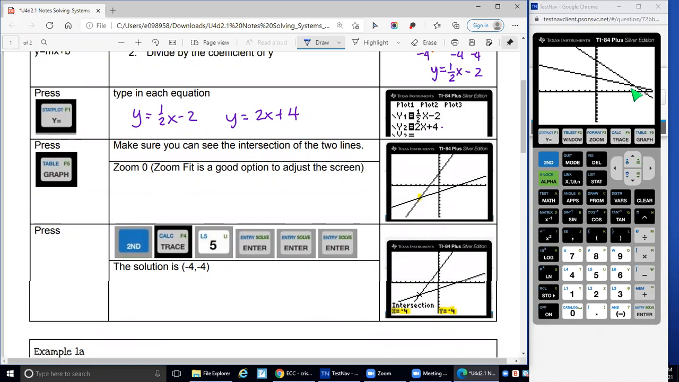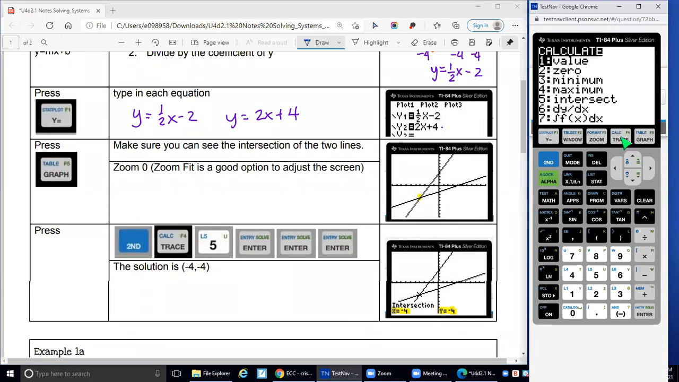Yes. And then I'm going to go down here and press all these buttons, right? So that's second, trace, 5 for intersection, because that's what I want. And then I'm going to hit enter 3 times, 1, 2, and 3. And there is my answer.